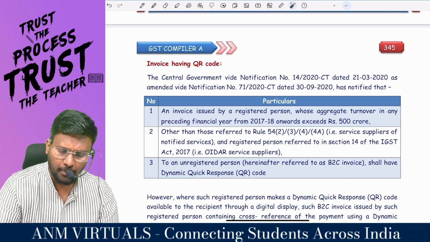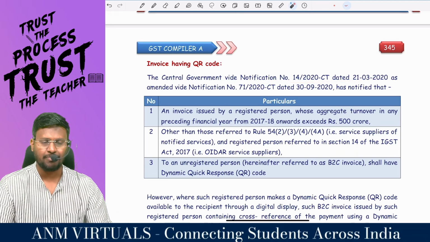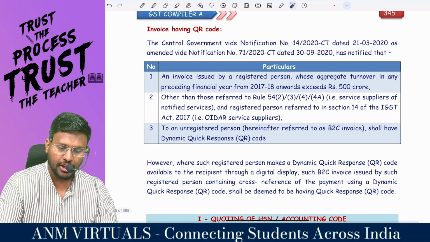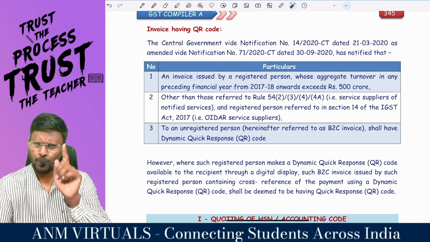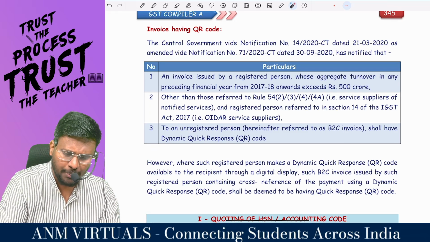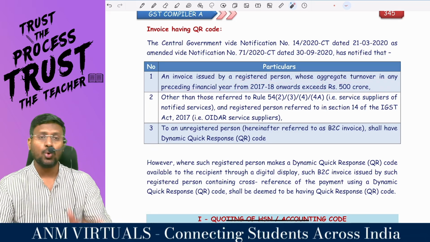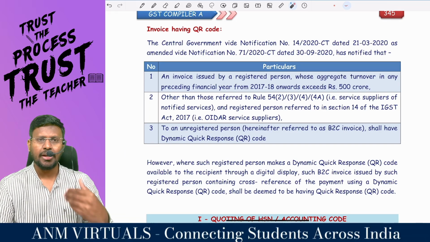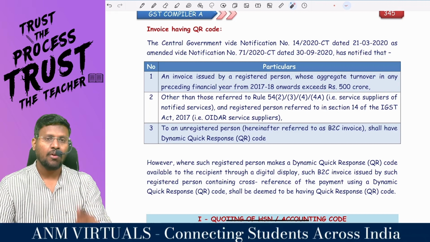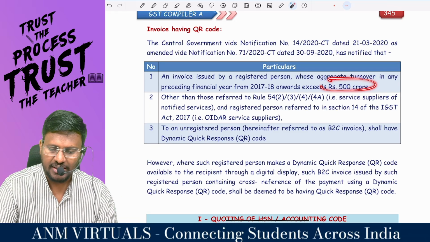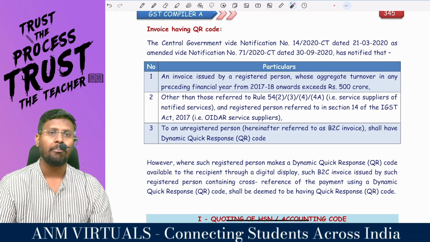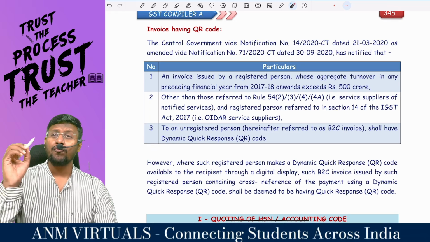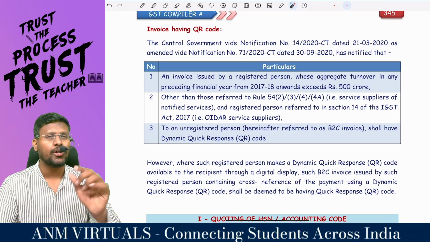The central government, by notification number 14/2020 dated something, as amended by notification number 71/2020 dated something, has notified that an invoice issued by a registered person whose aggregate turnover in any preceding financial year from 2017-18 exceeds 500 crores should have a QR code. You count from 2017-18 because GST was rolled out from the 2017-18 financial year. If your aggregate turnover exceeds 500 crores, then your invoice should have a QR code.